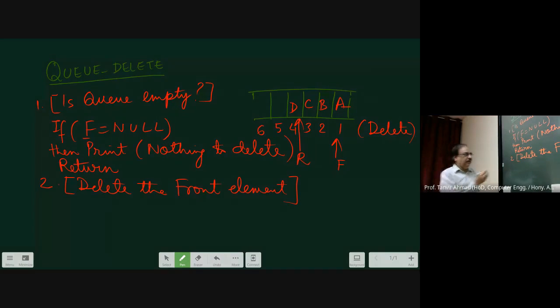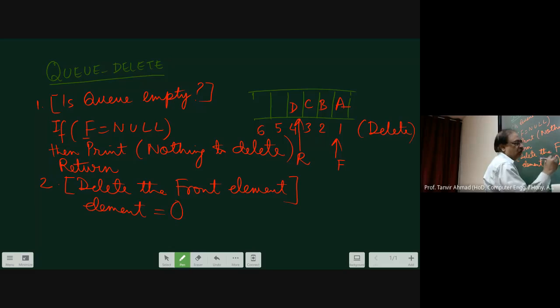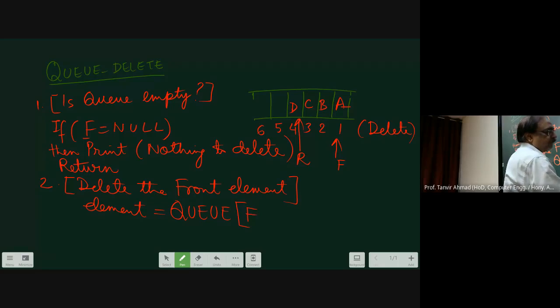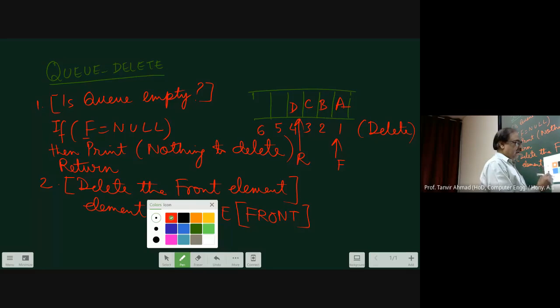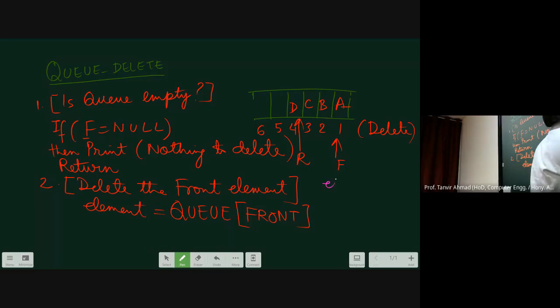And let us take a variable, say element, is equal to Q, where Q is an array, and I will use the front pointer to delete. That means here element will become equal to A.